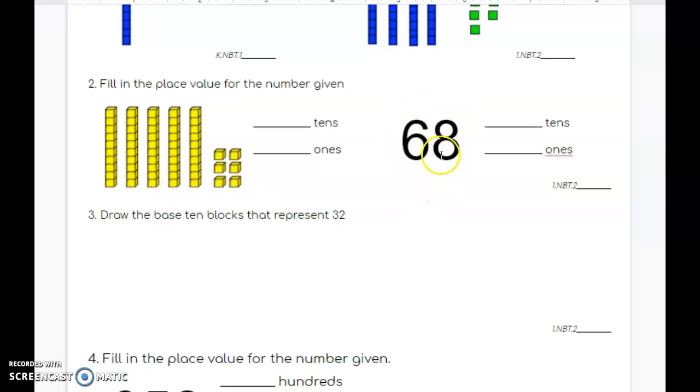For this one over here, you're going to look at the number and write me which number is in the tens place, which number is in the ones place. You can also draw out this number with base 10 blocks if that helps you. But I still need a number on the tens line and a number on the ones line.